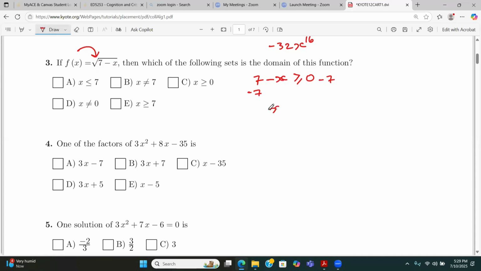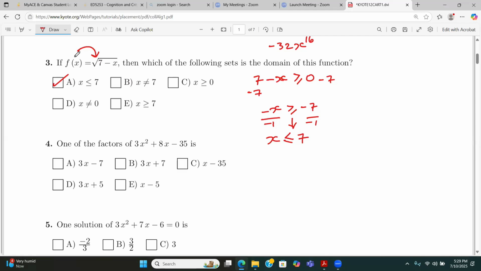So I'm looking at negative x, which is greater than or equal to negative 7. Then I'm going to divide by negative 1. But whenever you divide or multiply by a negative number, your inequality will flip. So this will now flip to less than or equal to 7. So the solution I'm looking for, x is less than or equal to 7, is at A. All right, let's go to our fourth question.